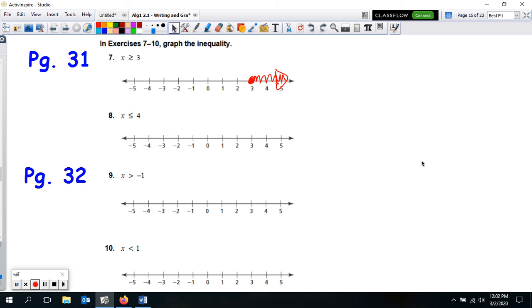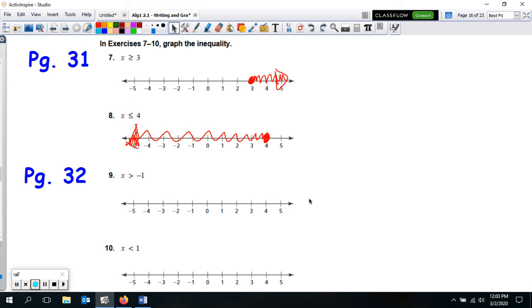Alright, so hopefully you have answers for 8, 9, and 10. We're just now checking these. So here's 4. You have to identify 4 over here, way to the end. We're going to put a closed hole at 4 because it does have the equal to. So there's a closed hole there. And we are going to shade to the left on this less than side because it says x is less than that number. So that's what you should have for number 8.